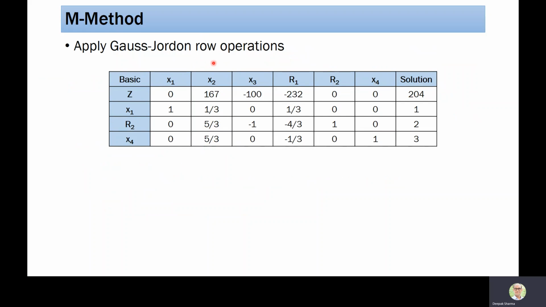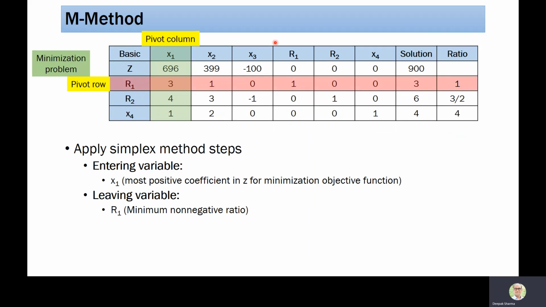Once we do, we have to apply the Gauss-Jordan row operation. Since we did these operations in the last session, I'm showing you the table directly. Now, in this case, the table is given. Before I go further, if you look at the basic variables R1, R2, and X4, the coefficients are again those of an identity matrix. So we are preserving this here.